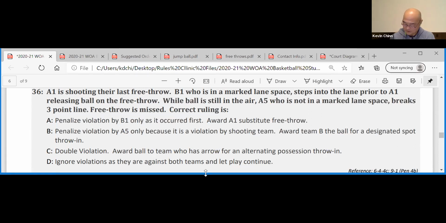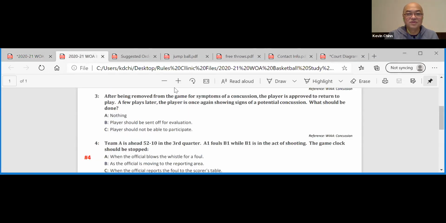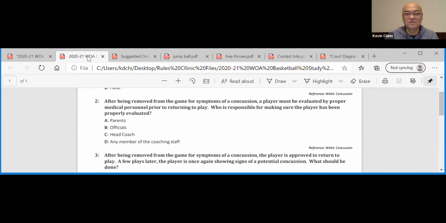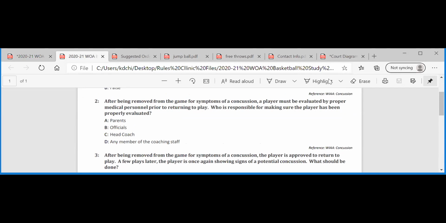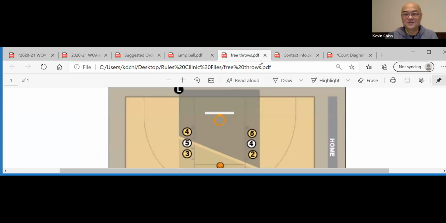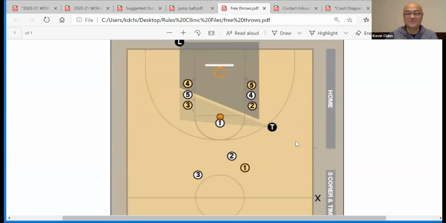And the perfect reference on this one is the second reference, 9.1 in the penalties 4B. So I'm going to change the screen for a second. Bear with me. Let's see, where is it? Oops, not that one. Hang on, I'll find it. Here it is, free throws. Let's pull this back up. Okay, everybody see that?